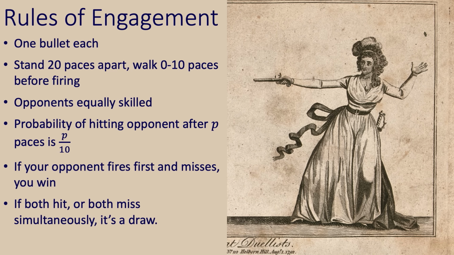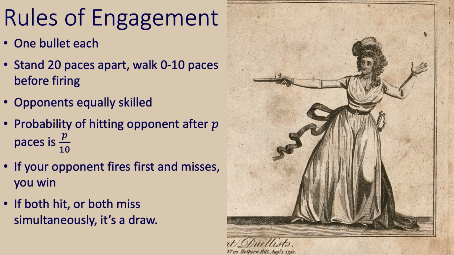So let's say we'll make some rules of engagement. You're going to have one chance each to fire. You initially are standing 20 paces apart, and then you start walking towards each other. After you've walked 10 paces, if you get to that point, you'll be right next to each other. We'll assume that the opponents are equally skilled, so they have an equal chance at any particular stage of successfully hitting the other person.